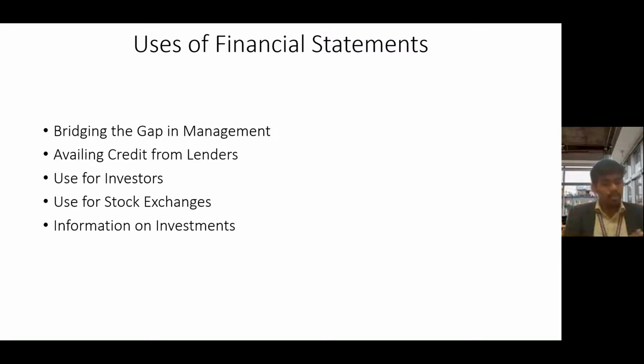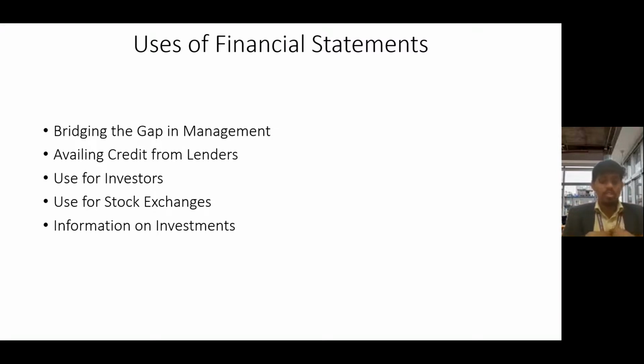Investors may be a person or a group of persons, any business, any individuals who are ready to invest and have sufficient funds. Okay, so they can come and invest in companies, and they can earn a return on those investments, right? So this is how financial statements are used by investors.